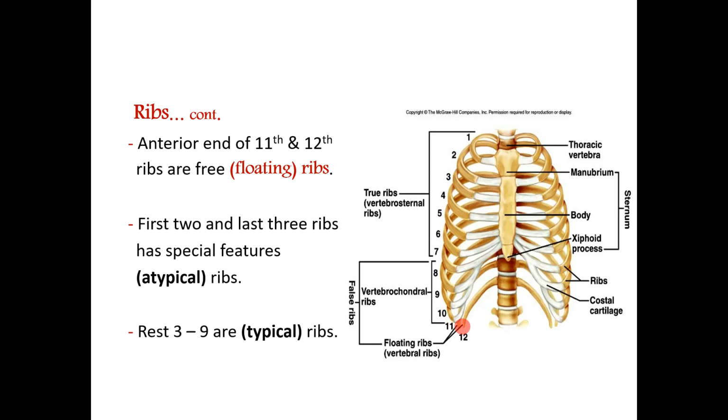The first two and last three ribs have special features, and they are called atypical ribs. The rest, from the third to the ninth rib, are typical ribs. They have the same anatomical structure, and so they are called typical ribs.